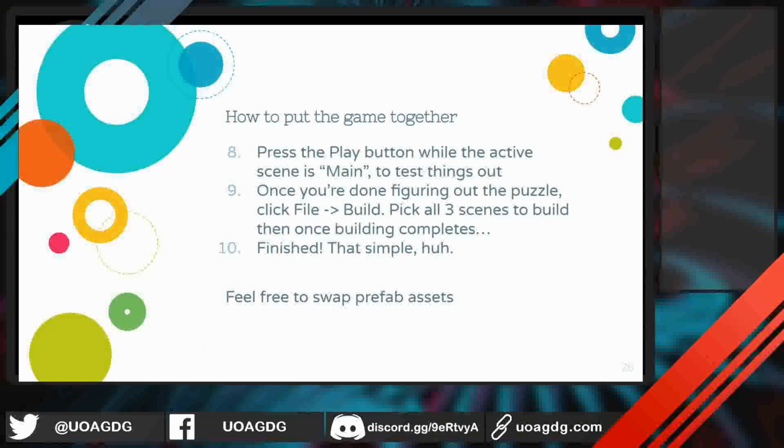Once you're done putting everything together, you just press the play button after setting the scene to main, and then you can test things out. If you manage to figure out the piece of the puzzle, you could just click File, Build, and then have your own executable that you can show others, as well as play around with the build settings itself. And that's it. If you want to, you can also mess around with the prefab assets to create different pixel art, or even do something completely crazy, like some horror 2D shooter, I guess.